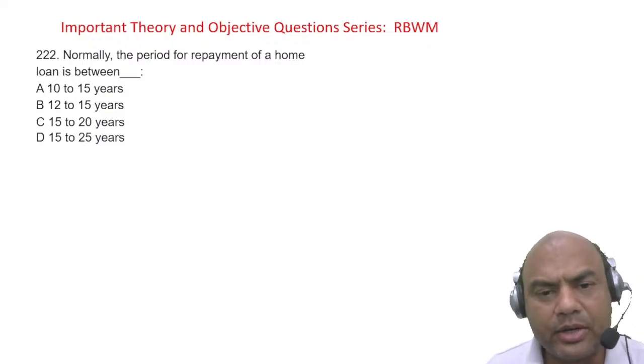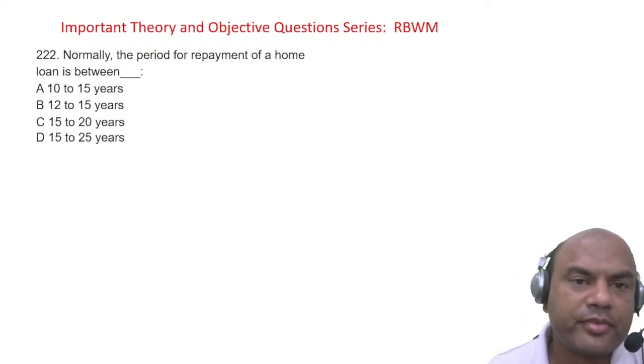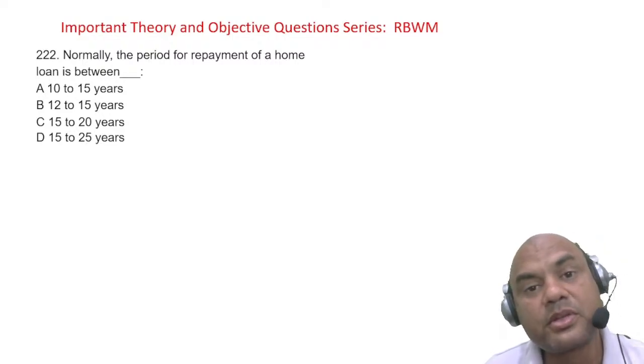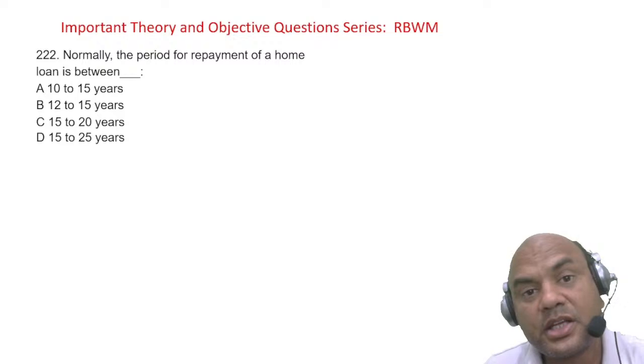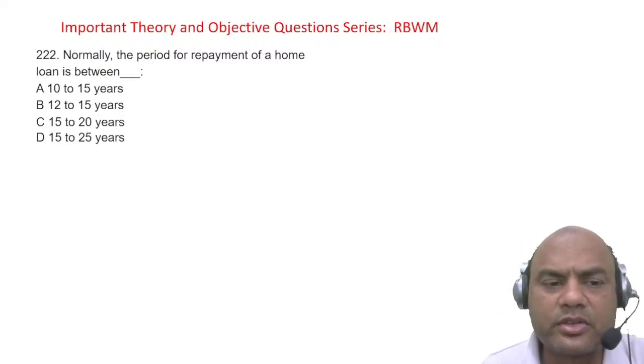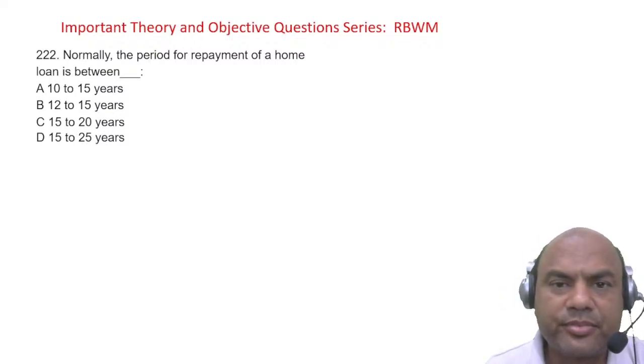Again, it depends on bank to bank. Every bank has different periods. I've seen certain banks who give home loans up to 30 years. Even RBI allows it. RBI allows the home loan up to 30 years. So there is no limitation as such. Okay, there is no limitation.